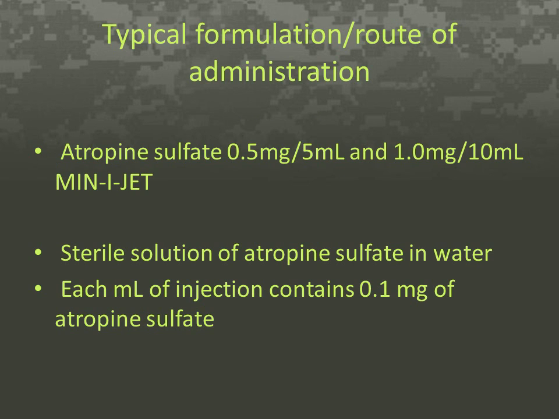Typically, atropine is supplied as atropine sulfate in sterile water in a 5 ml glass vial or as a pre-filled syringe called a mini-jet. In the 5 ml vial, it would be half a milligram in that 5 ml, and in the mini-jet, it would be 1 milligram per 10 ml. Each ml of injection contains 0.1 milligrams of atropine sulfate. The injection also contains things such as sodium chloride, sodium citrate, and citric acid monohydrate as preservatives.